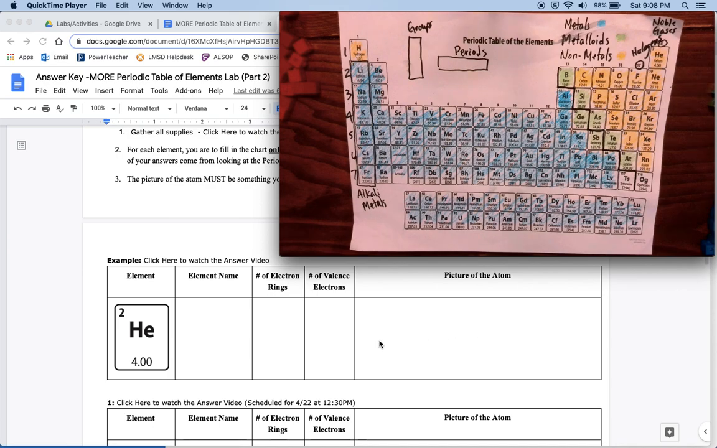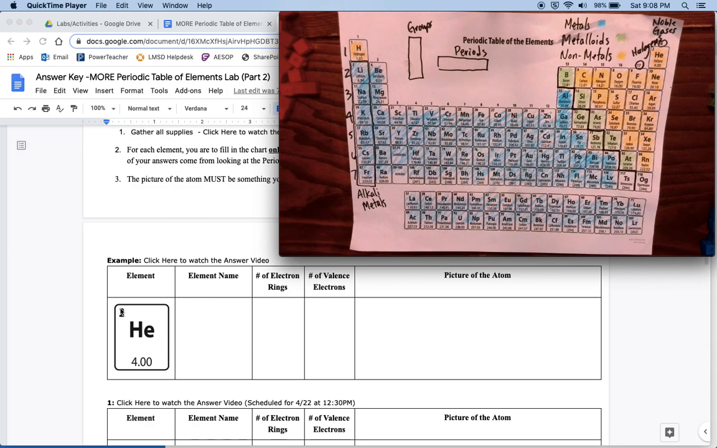Now that we know these things called electron rings and valence electrons, it's going to matter where we put those electrons. These electrons go in a specific place, just like protons and neutrons go in the nucleus. These electrons have a specific ring that they go onto. So that's what this lab is going to do, taking those things together. So let's do the first example, which is helium.